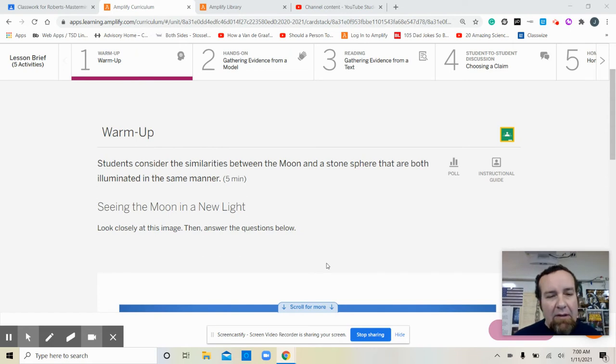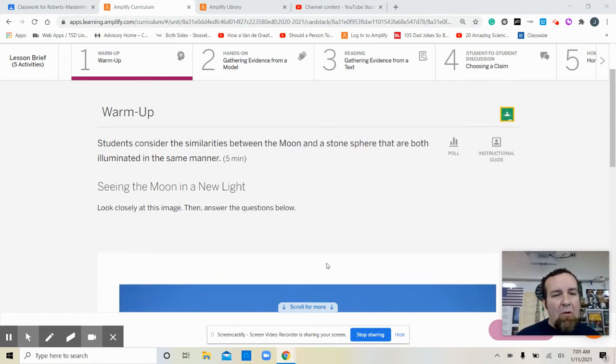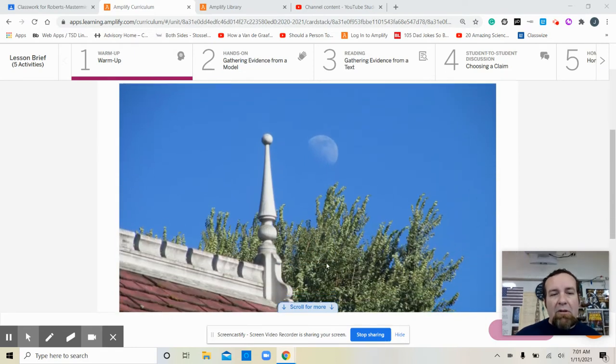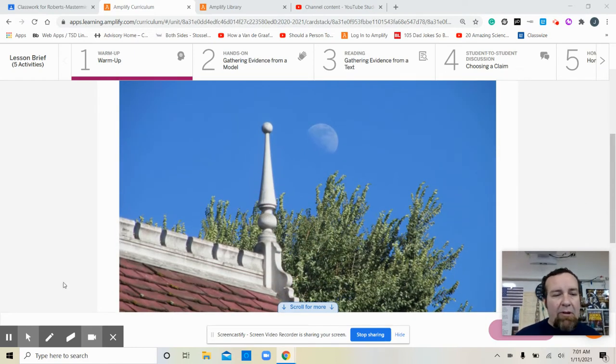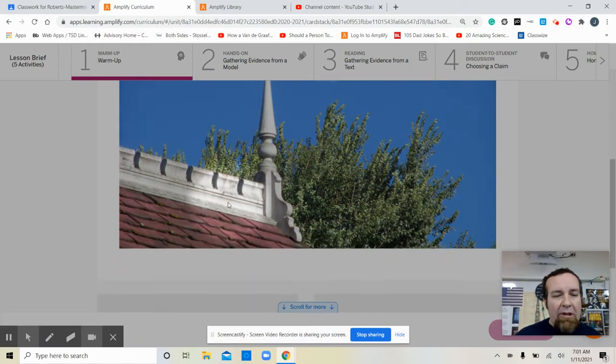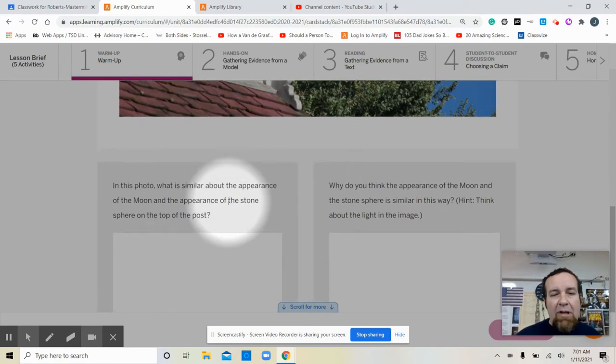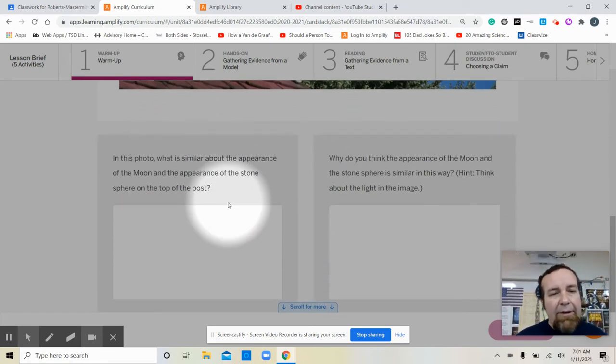This is lesson 2.2. We are starting right here in our warm-up. What I want you to do is look real closely at this photo, and focus in on this little ball and the Earth, and study that just for a moment. And I want you to come down here and answer these two questions.